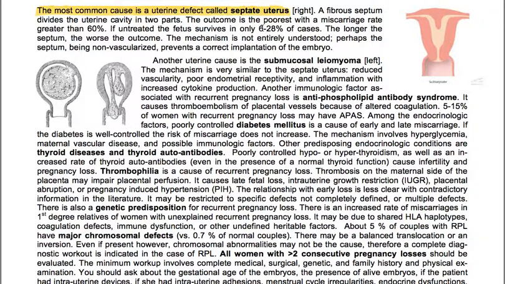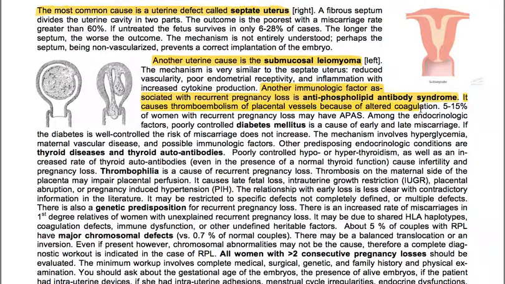Another uterine cause is the submucosal leiomyoma. The mechanism is very similar to the septate uterus. You have a reduced vascularity, poor endometrial receptivity, and inflammation with increased cytokine production. Another immunologic factor associated with recurrent pregnancy loss is antiphospholipid antibody syndrome. It causes thromboembolism of placental vessels because of altered coagulation. 5–15% of women with recurrent pregnancy loss may have antiphospholipid antibody syndrome.